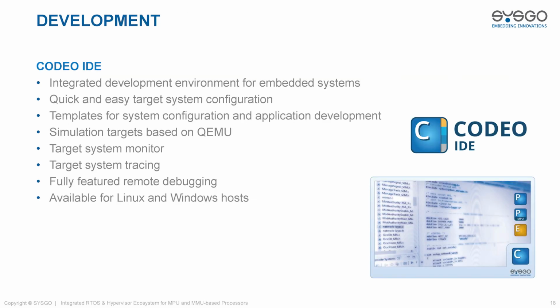So when it comes to development, we have our own development IDE called Codeo, which is an Eclipse-based IDE. Codeo is an integrated development environment for embedded systems. It has a quick and easy target system configuration. It has templates for system configuration and application development. Its simulation target is based on QEMU. It has target system monitor and target system tracing. It is fully featured for remote debugging, and it is available for Linux and Windows hosts.